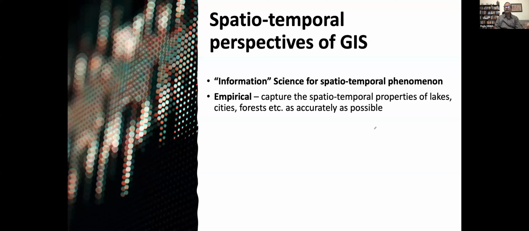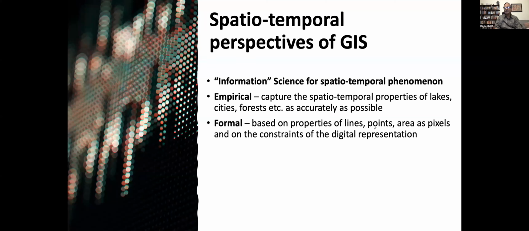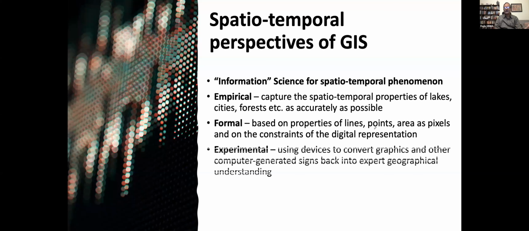So for example, in an empirical sense, it can capture the spatio-temporal properties of lakes, cities, forests as accurately as possible. In a formal sense, it can be based on a property of lines, points, area, and pixels, and on the constraints of the digital representation. We'll talk about all of that in a minute.